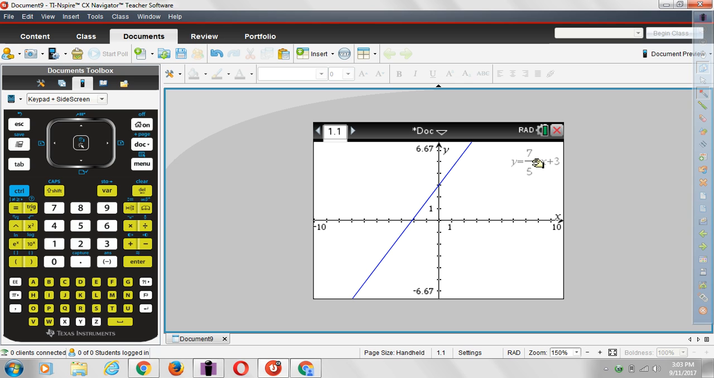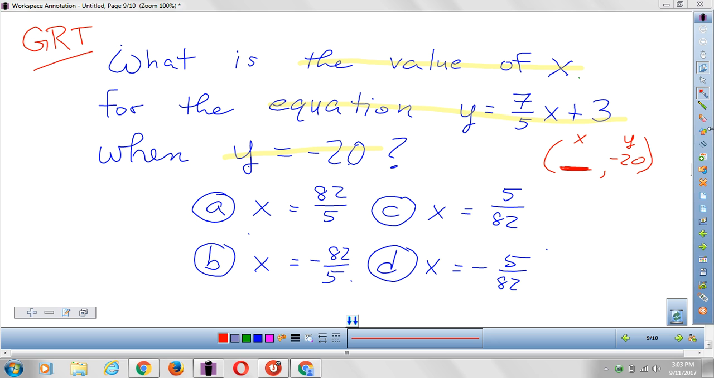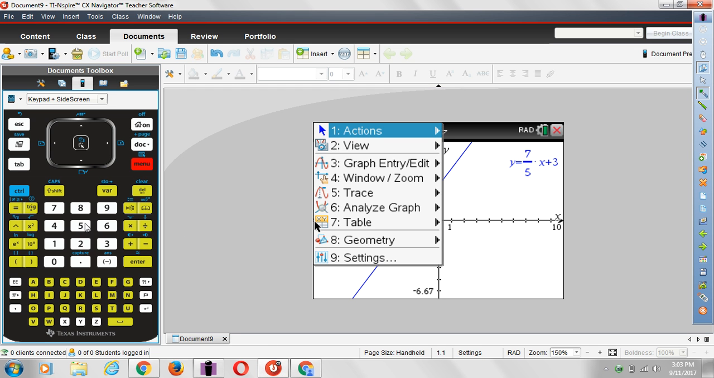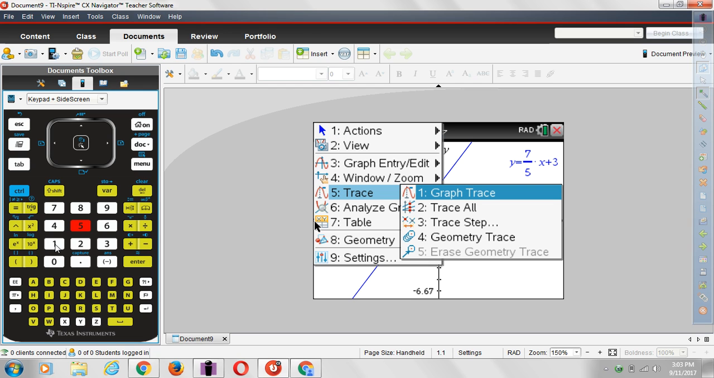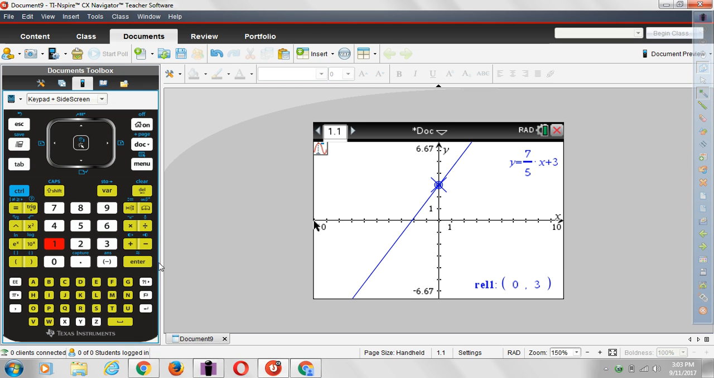Remember, you can use the hand to move stuff around. It makes things much easier to see. Okay, so now I always review this because I don't want anyone to be confused. We did graph, we did relation. We have yet to see the word trace. Okay, we need to see it. Menu, 5 is trace, 1 is graph trace. That is the tool we're using. And now the blue X reminds me that I have to press enter, escape. Okay. All right, so here we go.